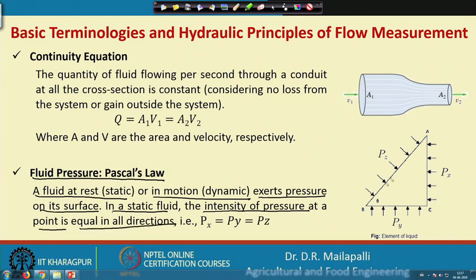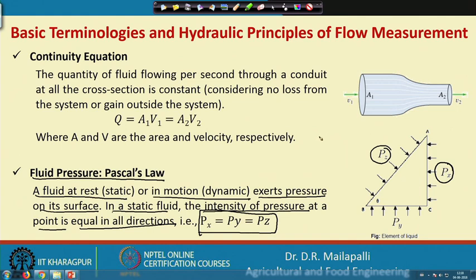Suppose this is the fluid, and let us assume that this is a part of the fluid, and you exert force on top of the fluid while the fluid is in static position. The fluid pressure acting on the face AC of the triangle is equal to the pressure acting on face AB and the pressure acting on face BC. So, in the static position, the pressure exerted within the system is equally distributed.